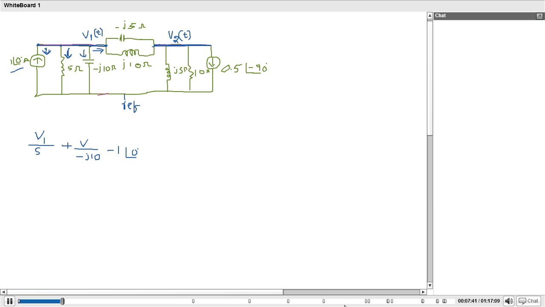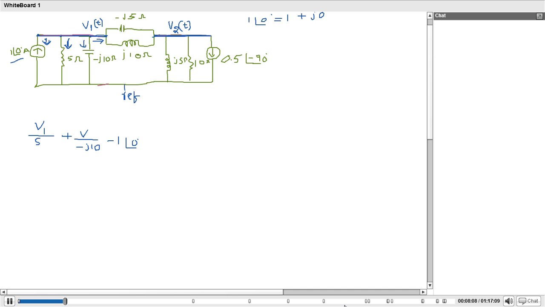Yes, sir. Okay, you can use your scientific calculator also to convert rectangular to polar and polar to rectangular. So the 1 at an angle 0 is given in polar coordinates. So 1 at an angle 0 degrees is nothing but 1 plus j0, which is in rectangular. This is in rectangular and this is in polar.